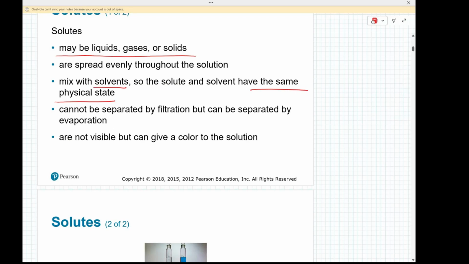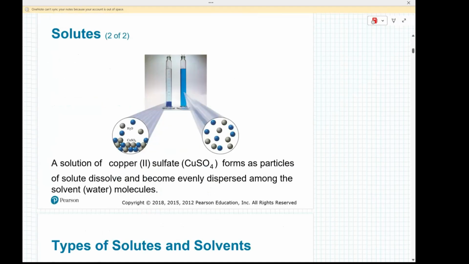The most important thing that distinguishes a true solution from anything else is that solute and the solvent cannot be separated by filtration. Specifically by filtration. If you take a solution of table salt, run it through a filter, it's going to come out the same. You need to evaporate. Okay?